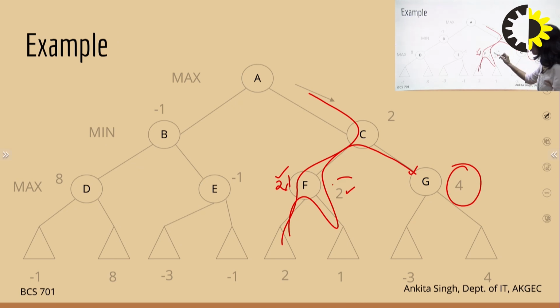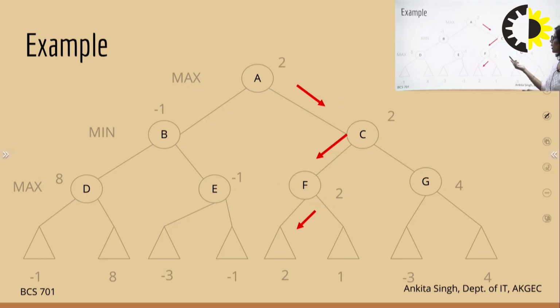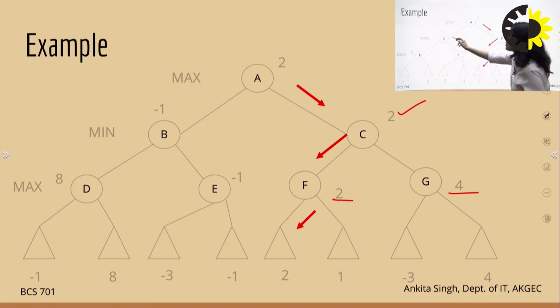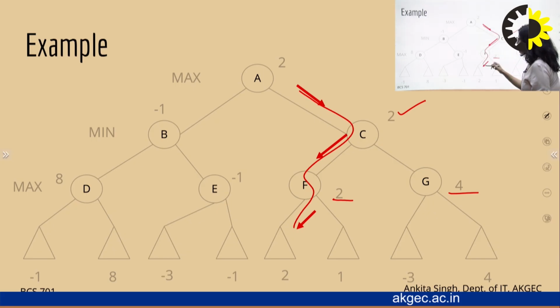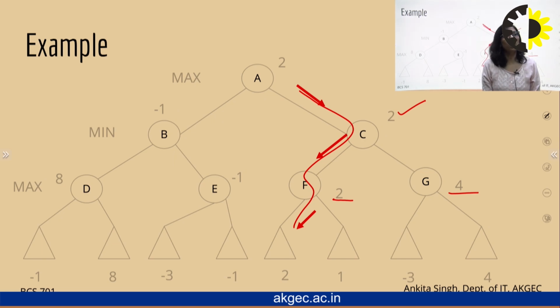Now here I have got 2 and here I have got 4. You can see here I have the value 2, here I have the value 4. Since it is a min node, I will choose the lesser value, that is 2. So I have chosen this 2. Right? And between -1 and 2, which is the maximum value, since it's a max node, it will choose 2. So the final path will be like this. Right? So this is how our min-max algorithm works.